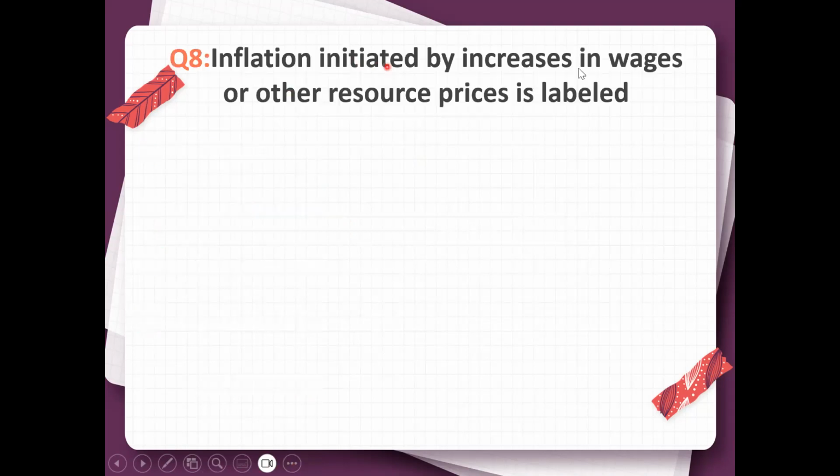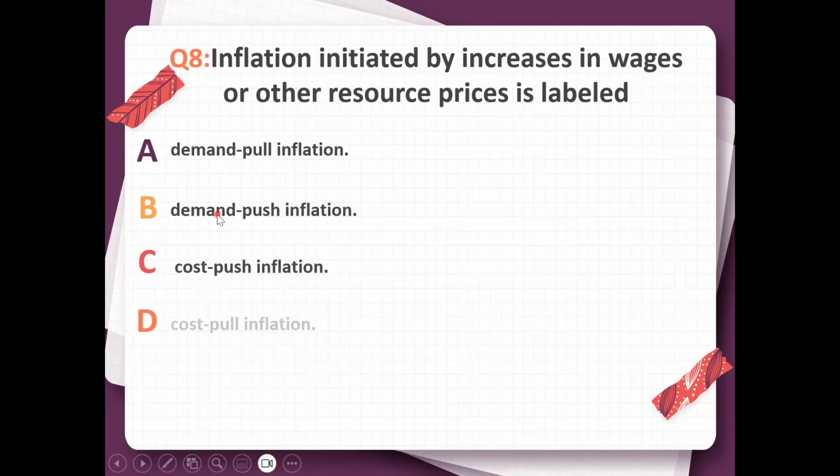Question 8. Inflation initiated by an increase in wages or other resource prices is labeled demand pull inflation, cost push inflation, demand push inflation, or cost pull inflation. Remember, focus on demand pull inflation and cost push inflation; these are the two types that we take in this section. Because wages are a factor of production, this means it's cost push inflation.